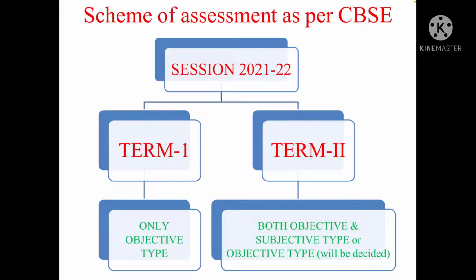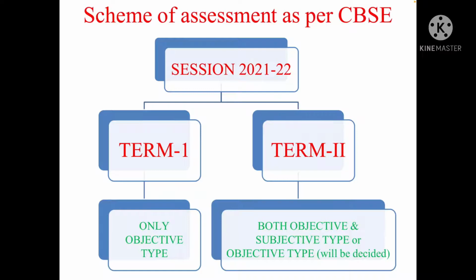in which, if you consider the assessment purpose, in term 1 only objective type questions will come, and in term 2 both objective and subjective type questions will come, and that will be conducted in the month of March to April. And depending on the COVID-19 situation, the question pattern may be of purely objective type for term 2 also. In term 1, only objective type questions will come, that will be conducted during the month of November to December.